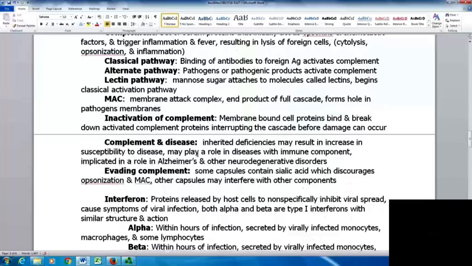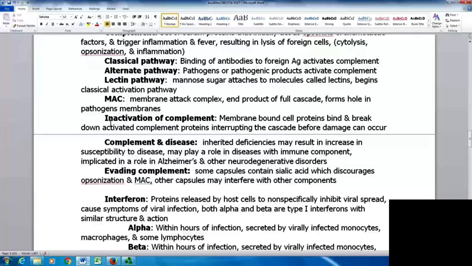So complement is not something you want to have active all the time, so we have means of inactivating complement. Here the membrane-bound cell proteins will bind and break down activated complement proteins that will interrupt the cascade before damage can occur. Complement does play a role with disease. Inherited diseases may result in increased susceptibility to disease. This also may play a role in diseases with immune content. It's implicated to have a role in Alzheimer's and other neurodegenerative disorders.